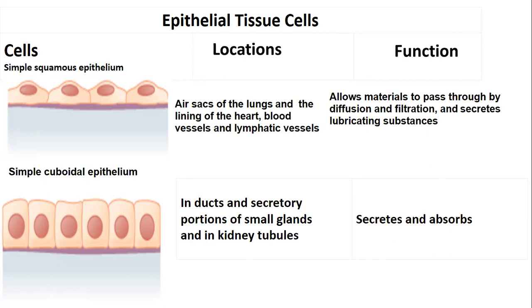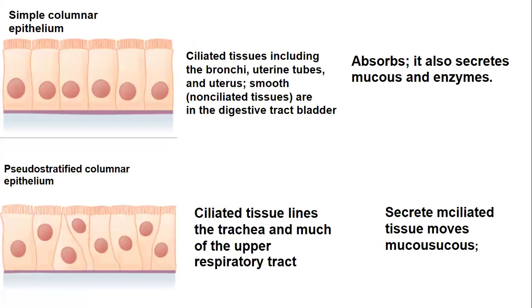Then there is also what is known as the simple cuboidal epithelium. This one is defined by shape. Cuboidal, from the word cube, simple cuboidal. So the shape of the cells. It is found in ducts and secretory portions of small glands and in the kidney tubules. Their function is to secrete and absorb substances in these structures, in the ducts and secretory portions of the small glands and the kidney tubules.